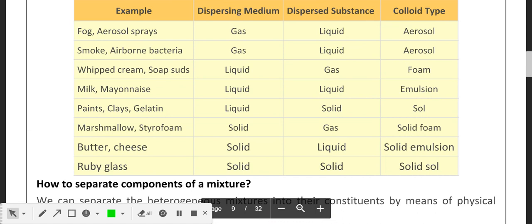Paint, glaze, gelatin. So the dispersing medium is liquid, the dispersed substance is solid, and the colloidal type is solid. So try to go through all this, and if there is any doubt you can contact me. And there are three more left. Let's explain those also. Marshmallow, you know what it is. It's a kind of solid, the dispersed phase in this case is gas, and the colloidal type is solid form. Butter and cheese are again solid, but the dispersed phase in both is liquid, and it's a kind of solid emulsion.